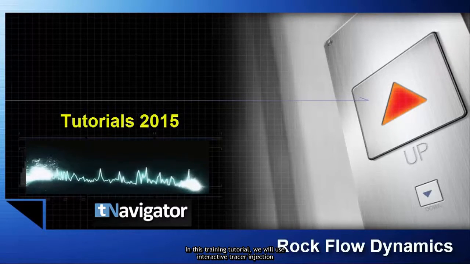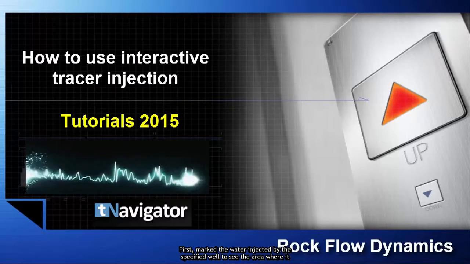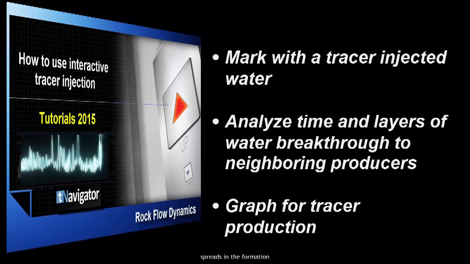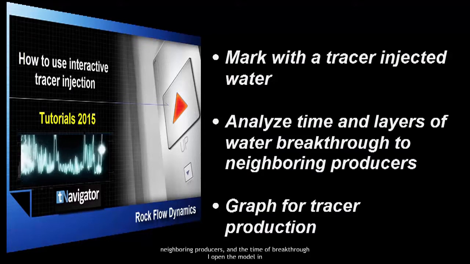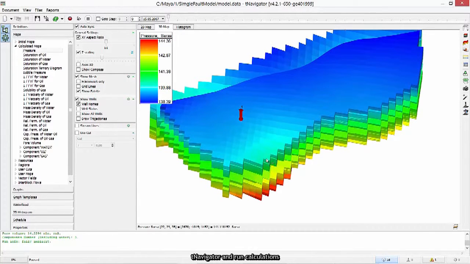In this training tutorial, we will use interactive tracer injection. First, mark the water injected by the specified well to see the area where it spreads in the formation. Then, we will analyze whether we have water breakthrough from our injectors to neighboring producers, and the time of breakthrough. I open the model in tNavigator and run calculations.